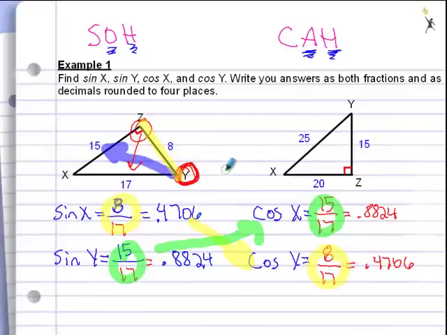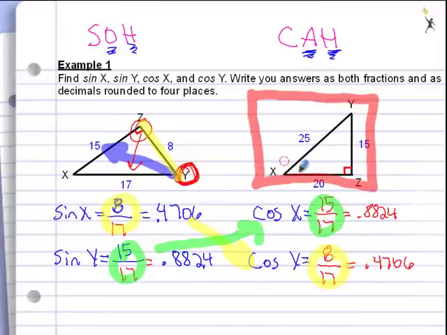But what I would like you to do now is pause the video, take a few minutes, and solve for the sine of x, the sine of y, the cosine of x, and the cosine of y for this problem right here. Go ahead and pause the video and try it now.